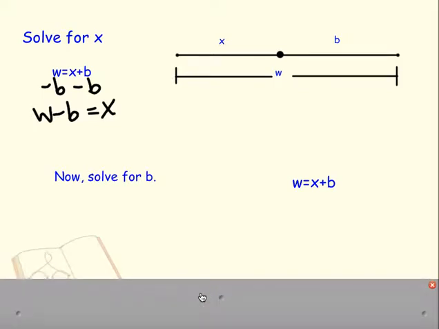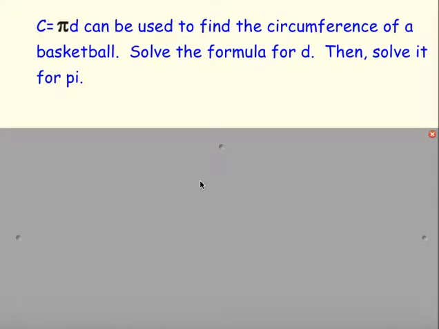So just like we solve for x, let's solve for b. And in this case, b has had x added to it, so we need to subtract x. So I have w minus x is equal to b. And just like the previous equation, we wouldn't be able to combine w and b because those are not like terms.